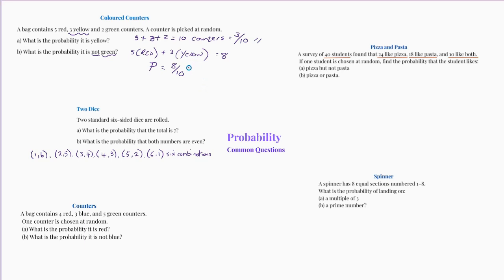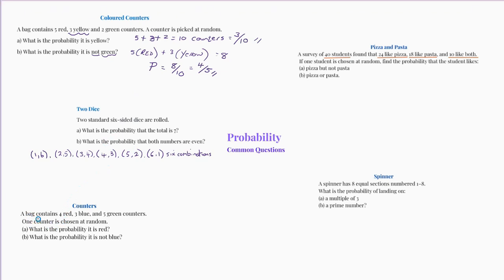Can we simplify it? Yes, we can. We can half it, and that becomes 4 over 5. And that's your answer. That is a classic question. Very easy, really, but obviously more practice and all that. So I'm just going to move down to this one because it's very similar to that one we've just done.